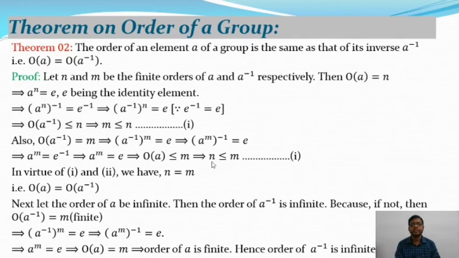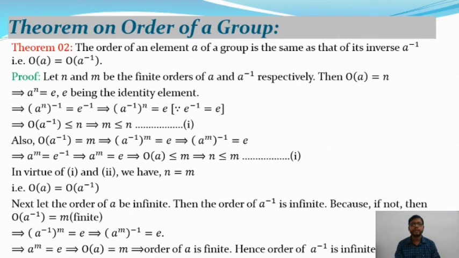So that means n is less than or equal to m, where n is the order of an element a and m is the order of a inverse. We can write this as equation number 2. In virtue of equations 1 and 2, combining these two equations, we get n is equal to m. So that is, the order of a is equal to the order of a inverse.